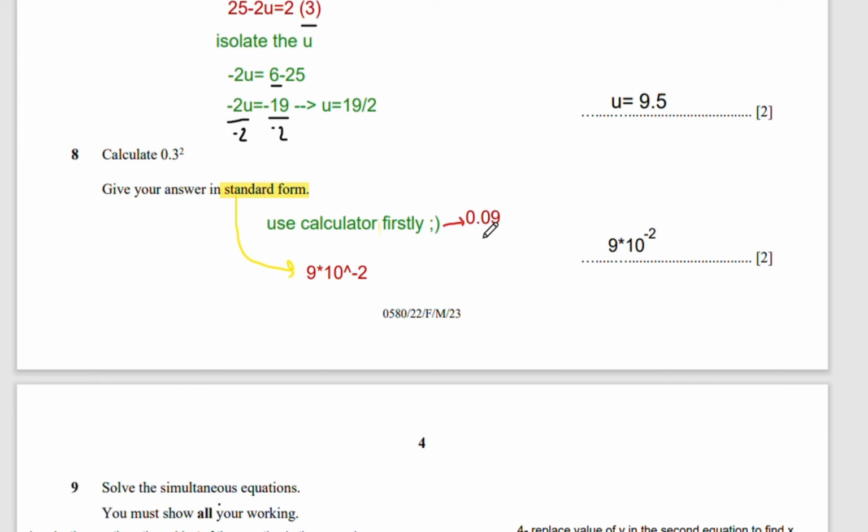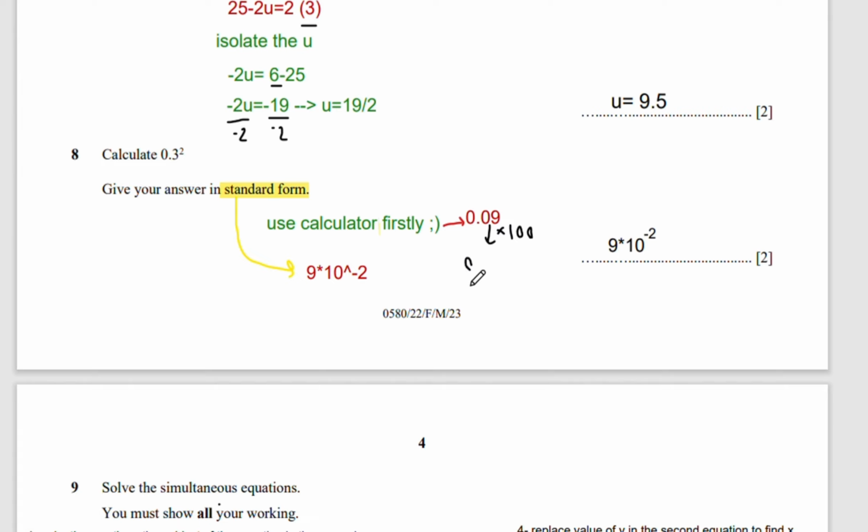We don't want a decimal. So this one, to turn it into a whole number, we will multiply it by 100. So multiplying it by 100 will give us 9. But what happened? We want the value, which is 0.09, to be represented, not a whole number, which is 9.